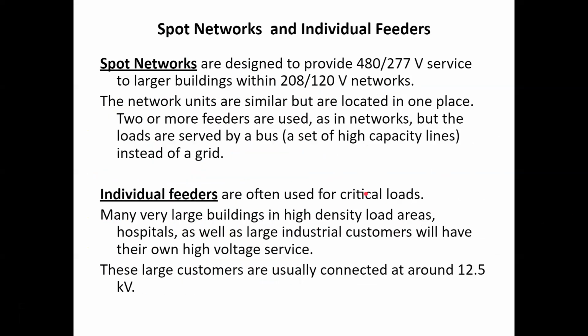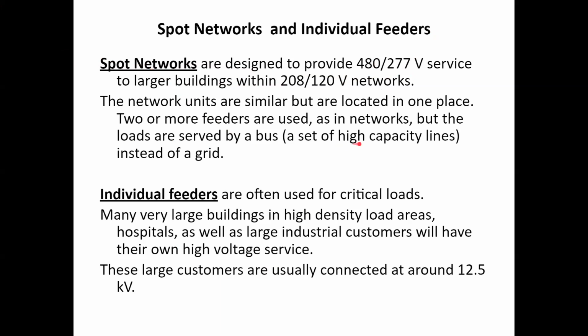Now, there are some special cases. One is the spot network. We have a network of 208 and 120 volts. This is the normal building. But there may be some special cases in that building itself which need some higher voltage. Some special workshop or some industries running in the same building may need a higher voltage. For that, we will make a sub network inside that network with a different voltage. That different voltage network which is made inside this main network is called a spot network.